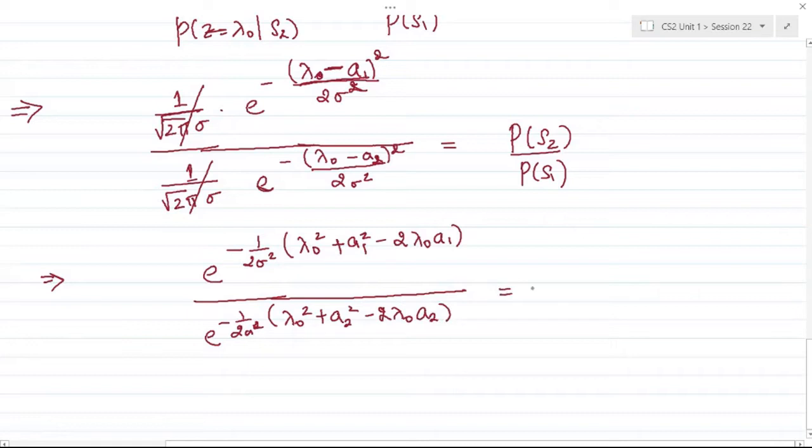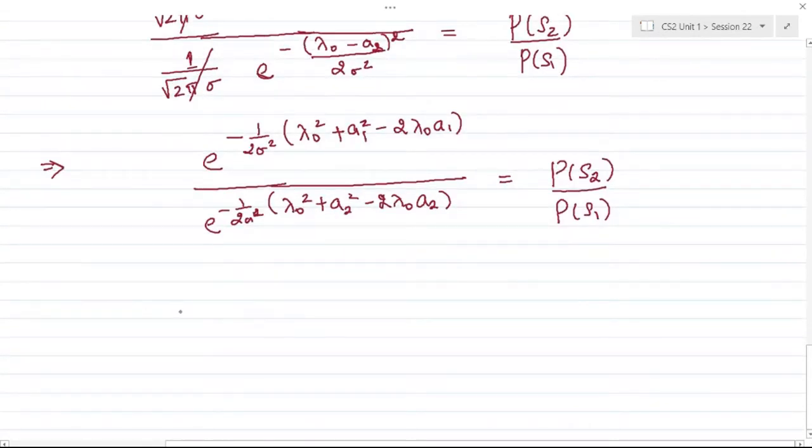which is equal to the ratio of probability of S2. We can bring those to the top, the bottom ones. We can club those. If I club those, the lambda naught square term gets cancelled. So we can write this succinctly as what? Lambda naught. If I take this term, a1 square minus a2 square, that is the term.